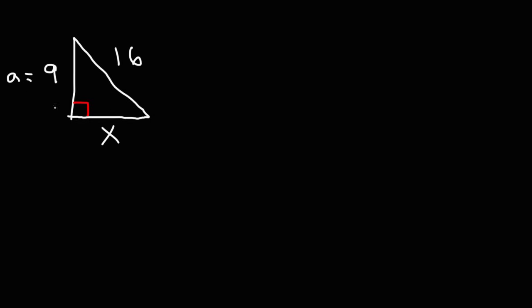Now let's try another example. Kind of similar, but a little different. So we're still going to have a right triangle, and the hypotenuse will be 16 units long, and one of the legs of the triangle is 9 units long. What is the other length of the triangle? Feel free to pause the video if you want to try this. So let's say that A is 9, B is equal to X, and C, the hypotenuse, that's going to be 16.